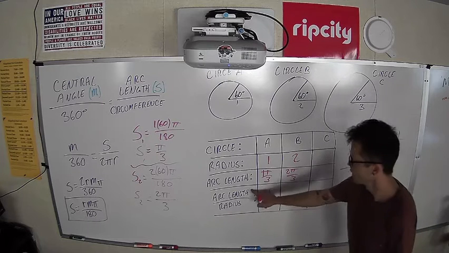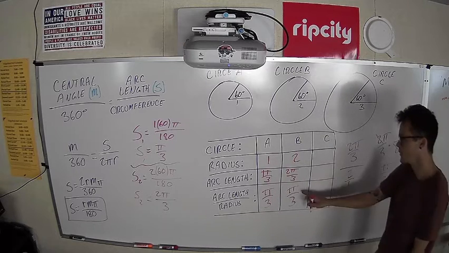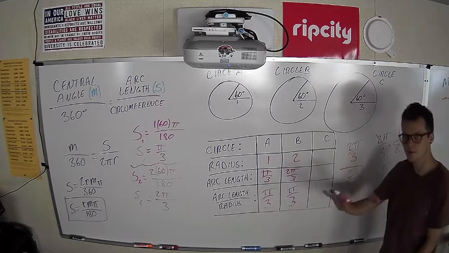So the ratio of the arc length to the radius is pi over 3. This will come into play. I know that this part seems weird. This will come into play, so hang on.